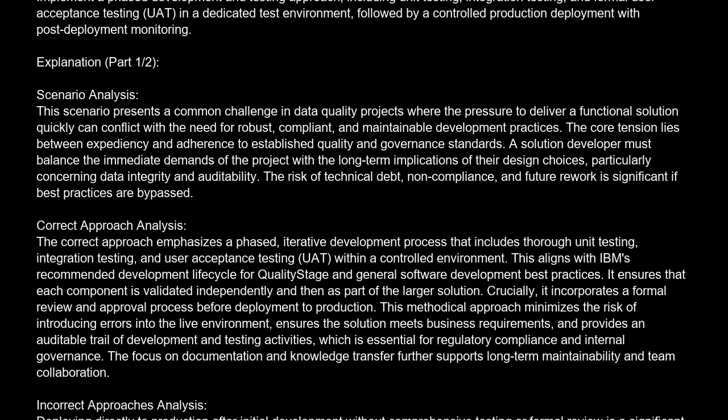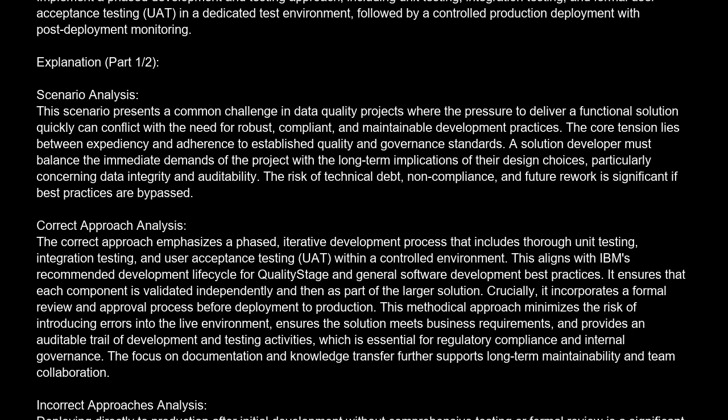Explanation. Scenario analysis. This scenario presents a common challenge in data quality projects where the pressure to deliver a functional solution quickly can conflict with the need for robust, compliant, and maintainable development practices. The core tension lies between expediency and adherence to established quality and governance standards. A solution developer must balance the immediate demands of the project with the long-term implications of their design choices, particularly concerning data integrity and auditability. The risk of technical debt, non-compliance, and future rework is significant if best practices are bypassed.